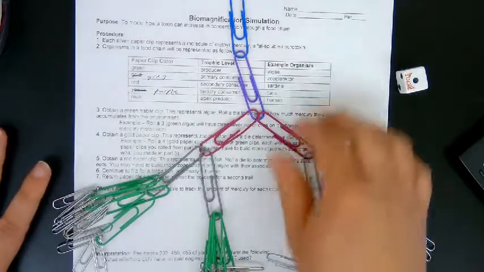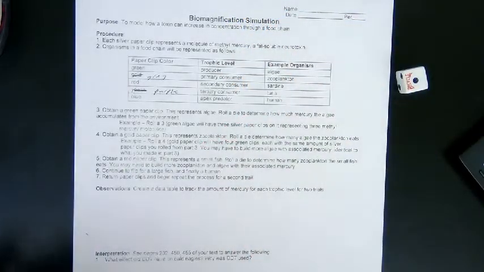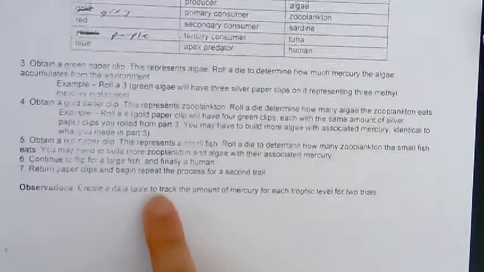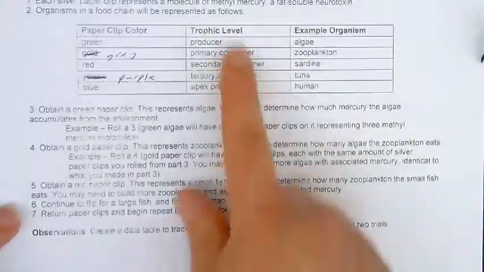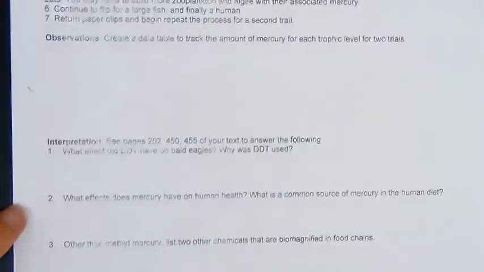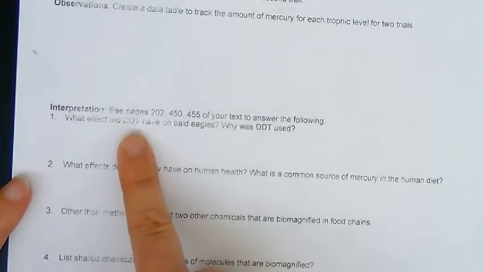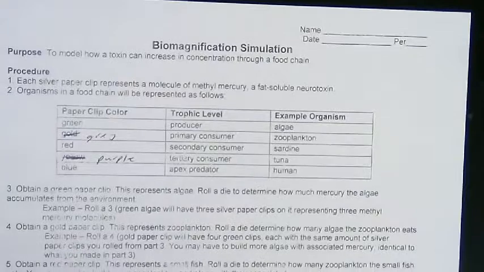For the observations, you need to create a data table to track the amount of mercury in each trophic level, so each trophic level as in producer through apex predator. Then you're going to answer these questions here. So you're going to look a little bit at DDT as well, because that was a similar thing that had biomagnification, because DDT was a pesticide to control mosquitoes, but it is also pervasive. It stays in an organism throughout their life, and it can affect that organism's health.